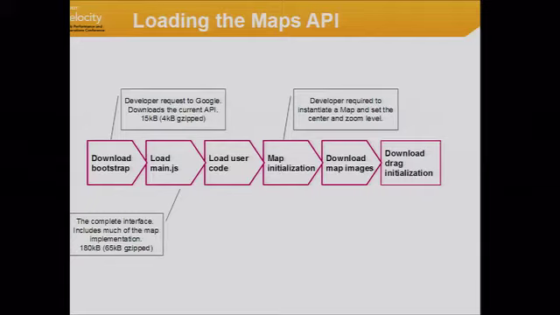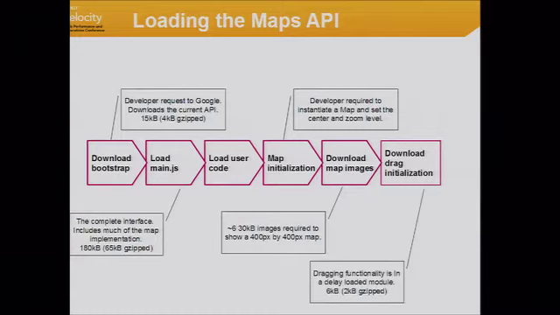We know what div the map is going to be in. We can turn it gray. But only at that point can we start figuring out which tiles we want to show, which map imagery we want to show. So once the developers told us what that center and that zoom level is, we can start loading images. And to show a 400 pixel by 400 pixel map, it takes approximately 6 25 to 30 kilobyte images. Then in delay loaded code, we actually initialize the drag.